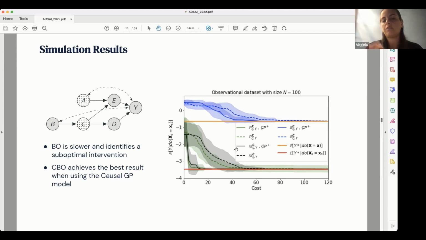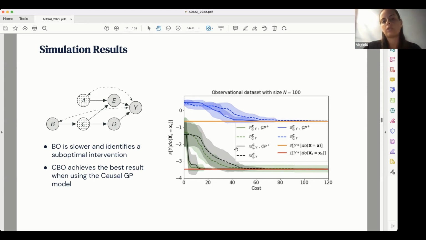The blue lines give the result for Bayesian optimization. Green and black lines give the result for causal Bayesian optimization. Dashed lines are associated to a standard zero mean RBF kernel, while the solid lines are associated with the GP construction that I spoke about in the slides.